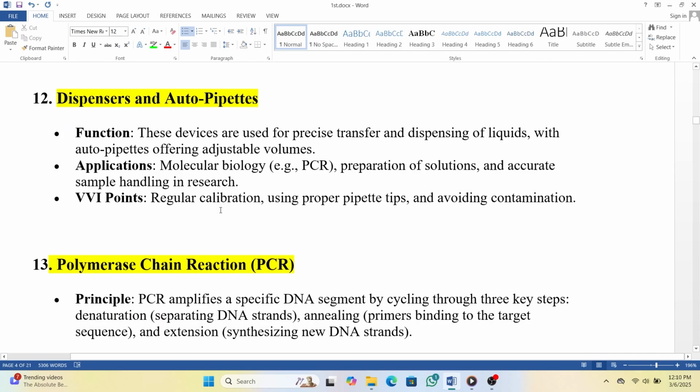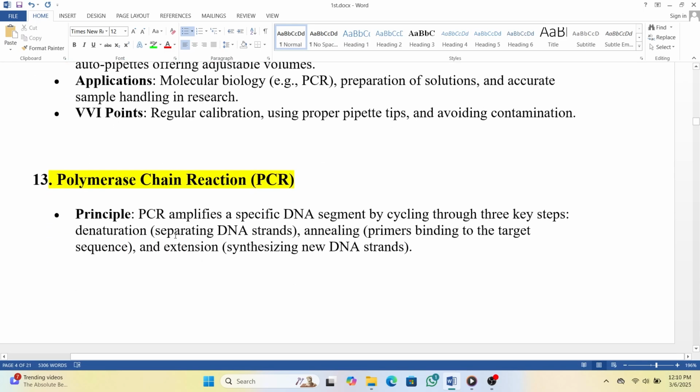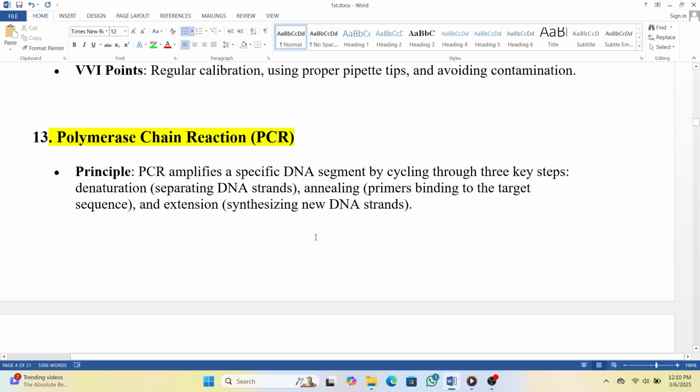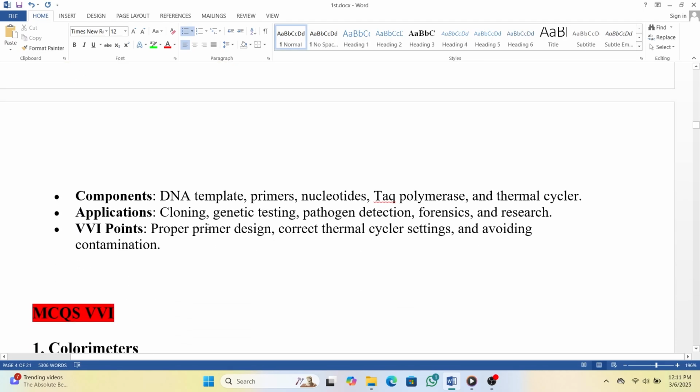13. Polymerase chain reaction, PCR. Principle: PCR amplifies a specific DNA segment by cycling through 3 key steps: denaturation, separating DNA strands, annealing, primers binding to the target sequence, and extension, synthesizing new DNA strands. Components: DNA template, primers, nucleotides, Taq polymerase, and thermal cycler. Applications: cloning, genetic testing, pathogen detection, forensics, and research. VVI points: proper primer design, correct thermal cycler settings, and avoiding contamination.